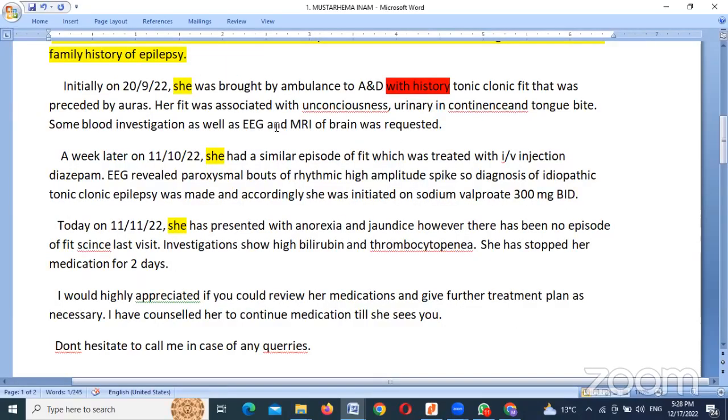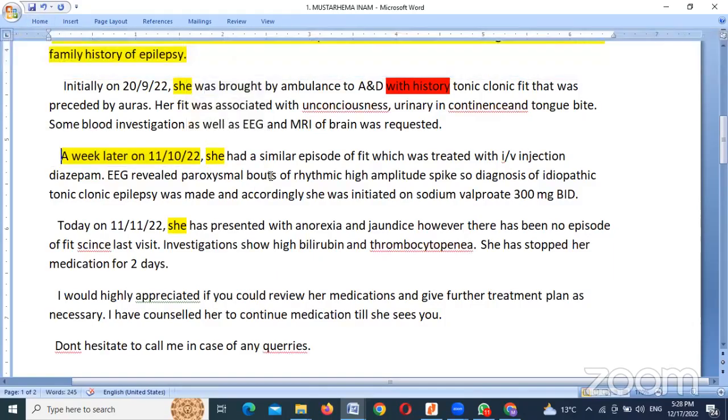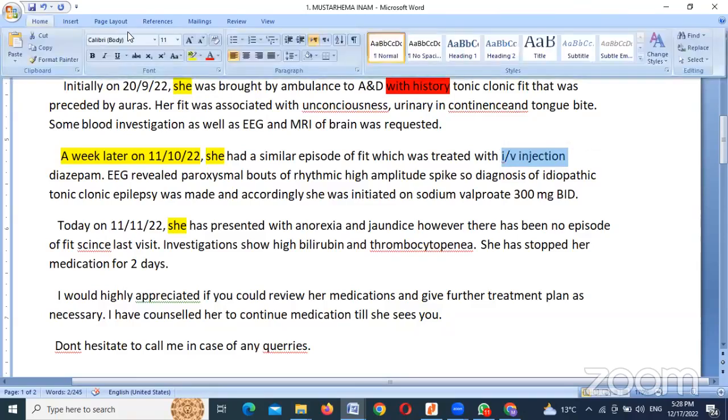As well as EEG of the brain were requested a week later on this date. We can use one of them, but don't use both of these things, just one of them. She had a similar episode, which was treated with IV injection diazepam. We don't need IV injection, just diazepam is enough. Don't make things difficult.